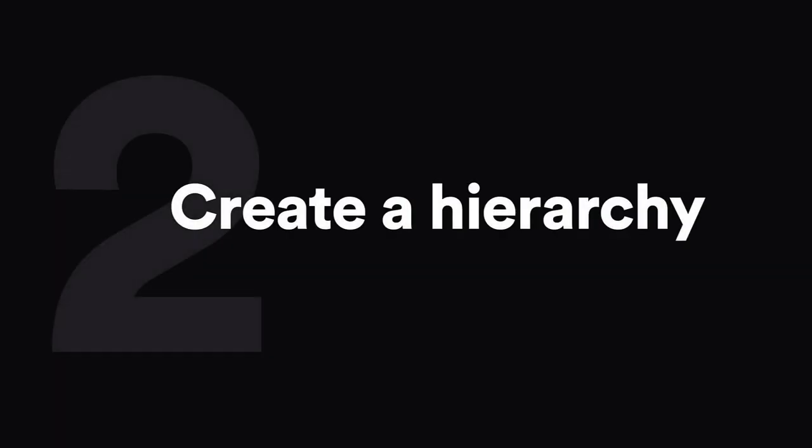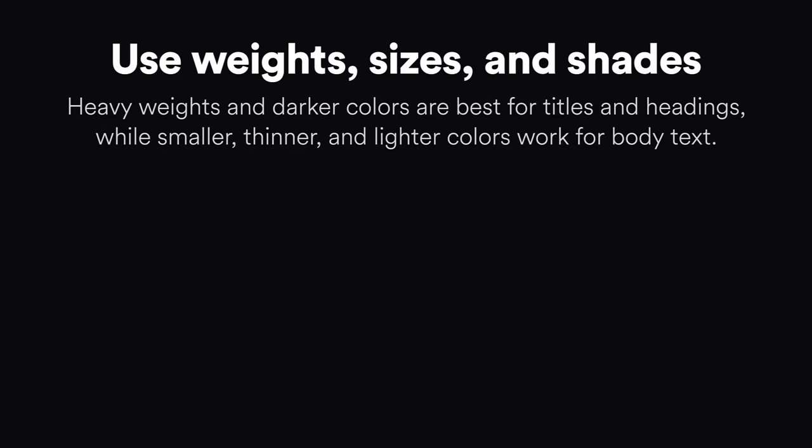Tip number 2, create a text hierarchy. Now what I mean by this is use font weight, size, and shade or color to create differentiation between your headers and your titles, your body, and your bullets. Try and focus on using heavier weights with darker colors for titles and headings, and then use smaller, thinner, lighter colors for your body text.